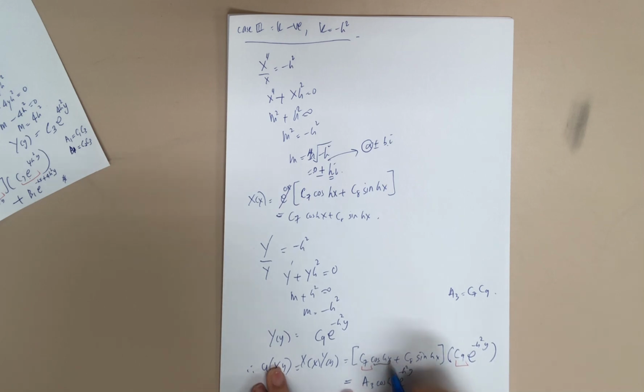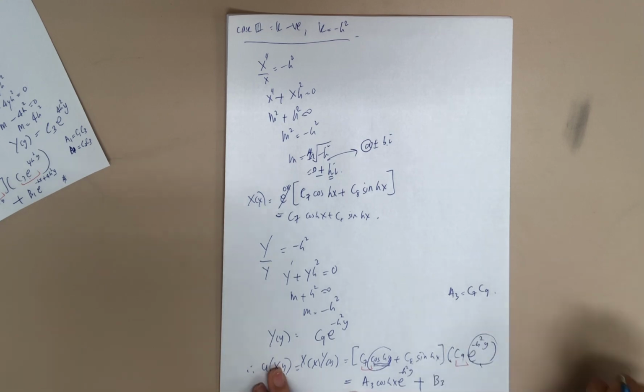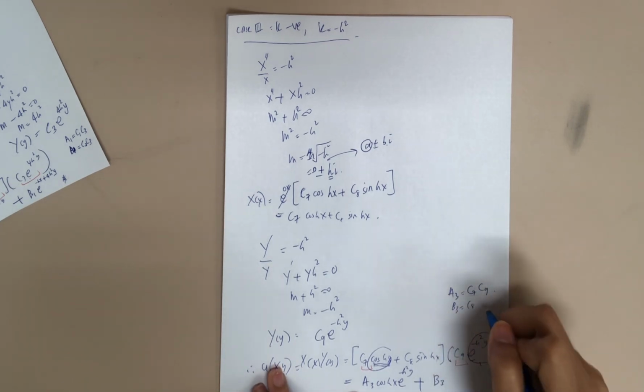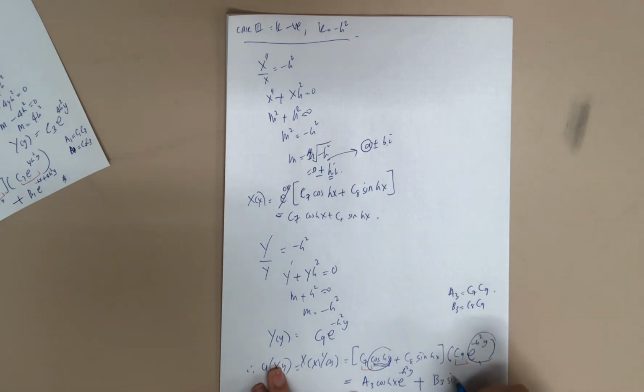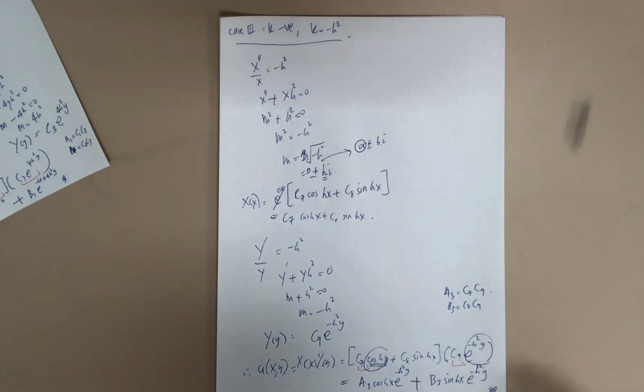So you still need to take all of this. What we change is only C7 times C9, which we let be A3. The others you still need to bring along, don't leave them out. So cos lambda x times e negative lambda square y, and then plus C8 times C9, which I let be B3. B3 is C8 times C9. So you still have sine lambda x and e negative lambda square y. So this is the solution for case number 3.